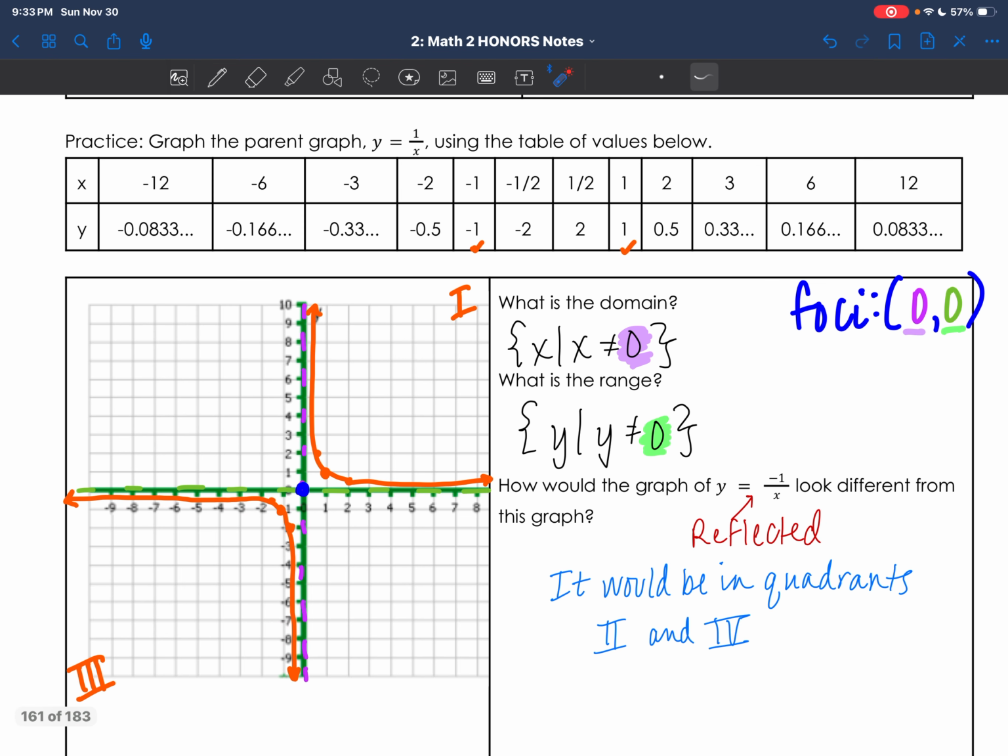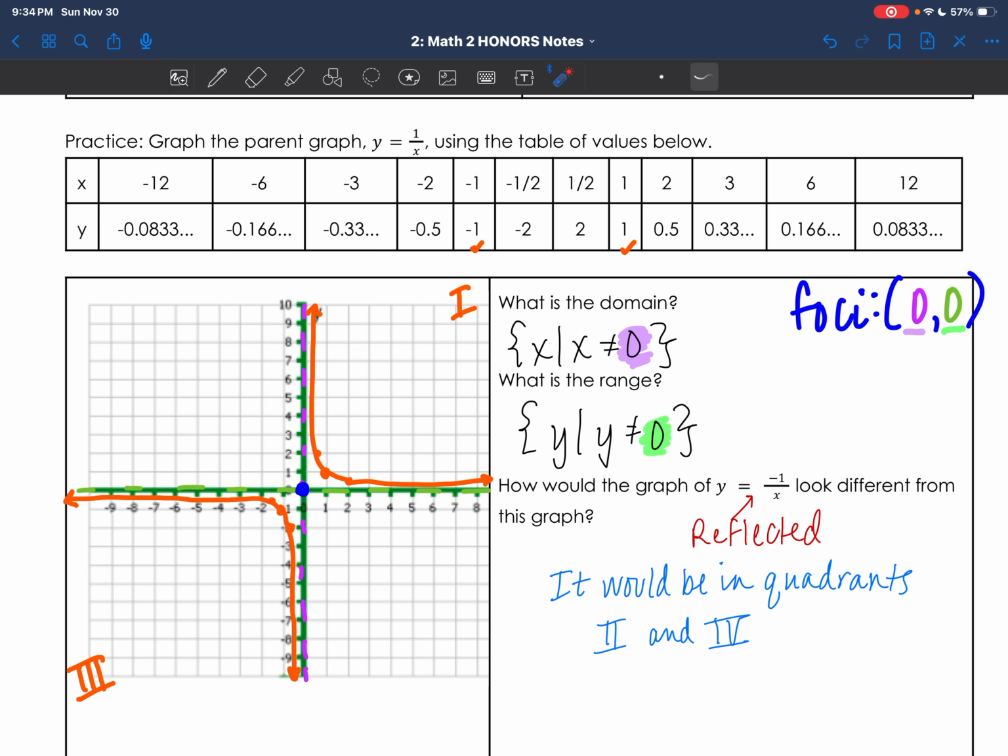And remember, these are curved. It's not a right angle. It's curved, and it gets really close to your asymptotes, but it never crosses. All right, so the domain in this case, all you have to do is look at what's happening to your x's, and you read this as x such that x is not equal to 0. That is because you look at your vertical asymptote. And your range is going to be y such that y is not equal to 0, which is your horizontal asymptote.